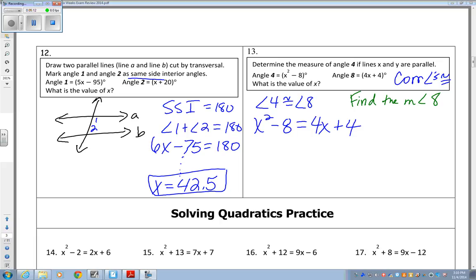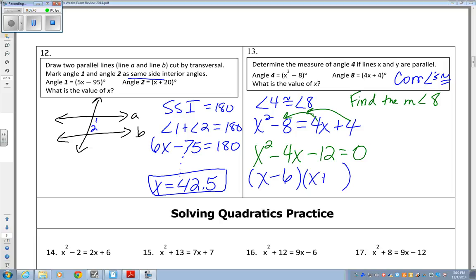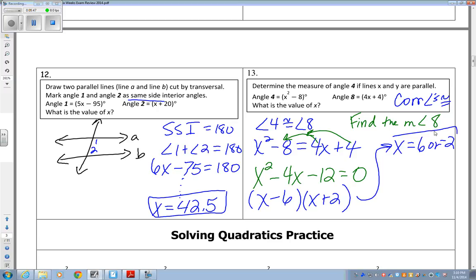Who knows how to do the next part? Or what should I do next? Yeah, we can move this over and do the opposite. So when I simplify, I hope we got x squared minus 4x minus 12 equals 0. So now that it's in standard form, now we're ready to factor. So we have to come up with factors of negative 12 with the sum of negative 4. Yeah, so x minus 6, x plus 2. So x equals positive 6 or negative 2. Okay, so that would be our values for x.